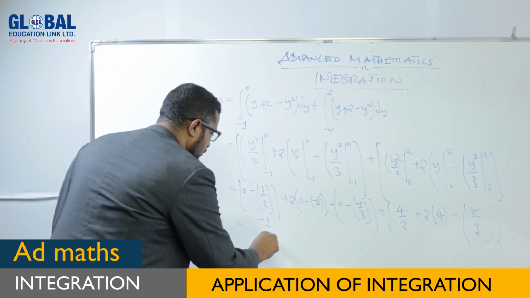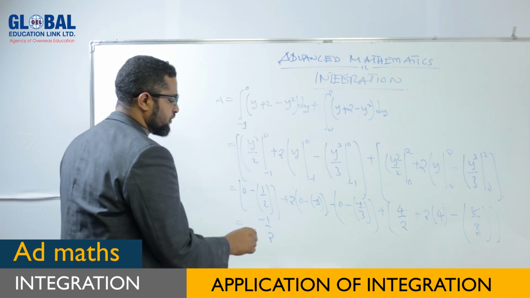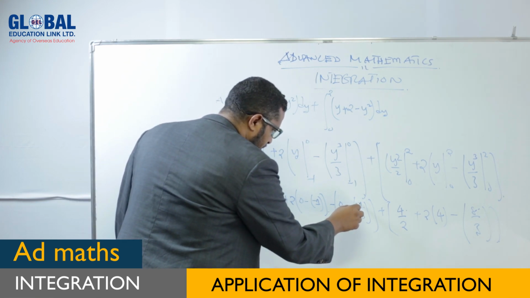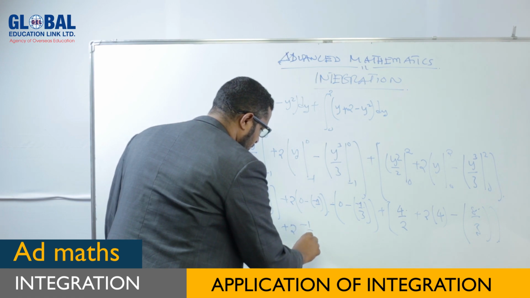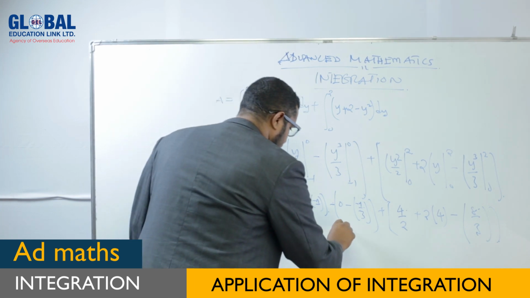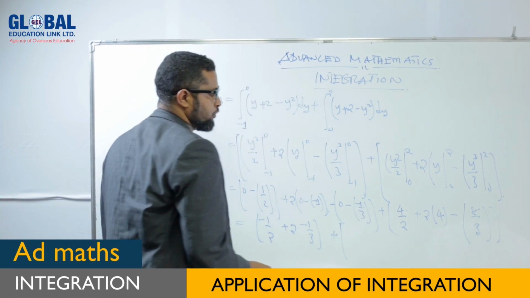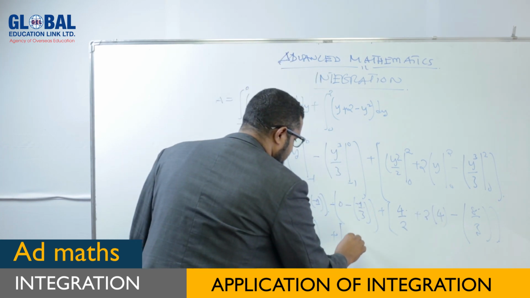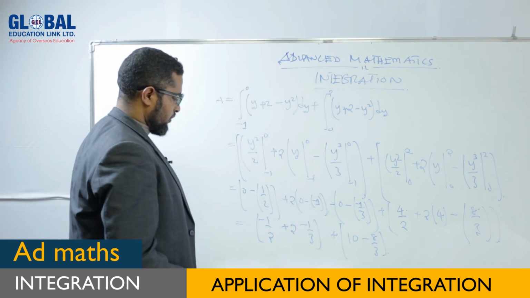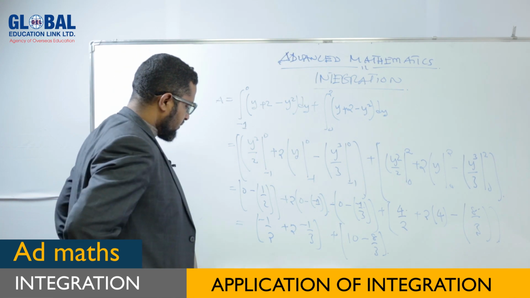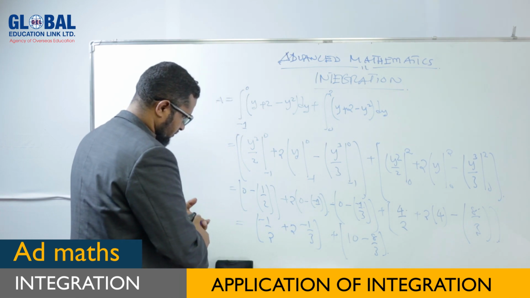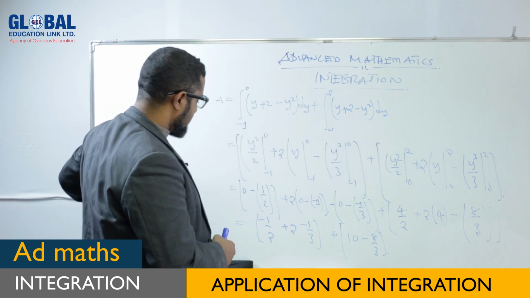This one will be equal to negative 1 over 2. This one becomes positive, then plus 2. Again, this one is positive, but this one is negative, so it's negative 1 over 3. We are going to plus. So if we plus, this one becomes positive 2, and this one becomes 8, so it is 10 minus 8 over 3. So if we simplify to the last point, what are we going to get?